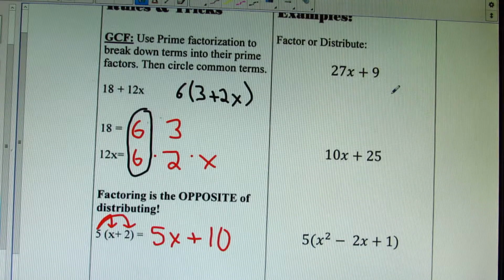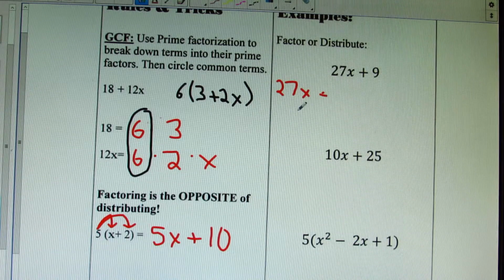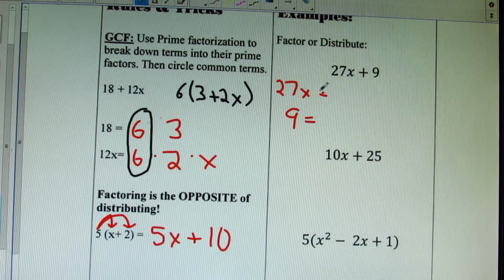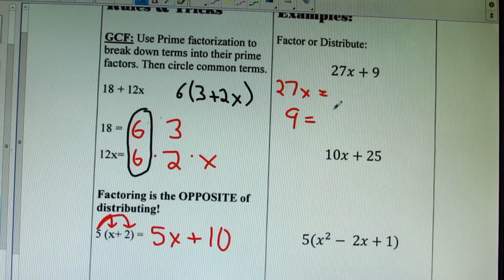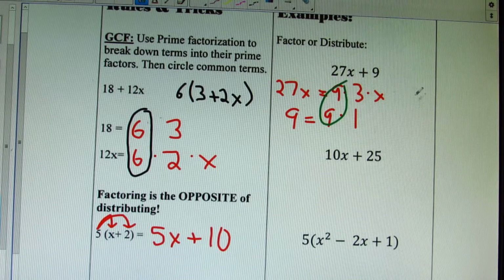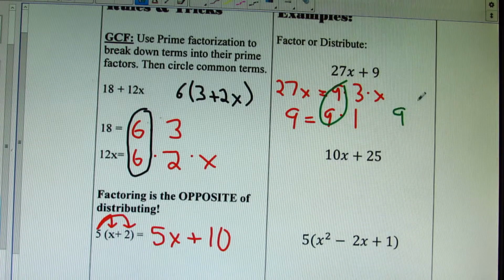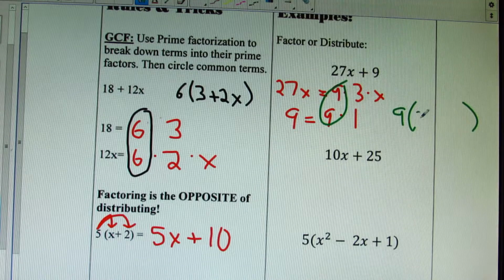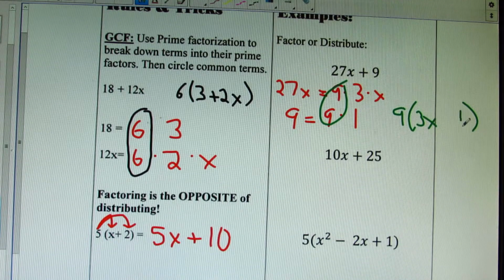Here are some additional factoring and distributing questions. Again, I like to write the 2 terms out separately. Factors of 9: 9 times 1, 3 times 3. 9 actually works here because 9 does go into 27. Going to circle what they have in common. My final answer will have 9 outside of a set of parentheses, 3x on one side and 1 on the other side with my addition sign.